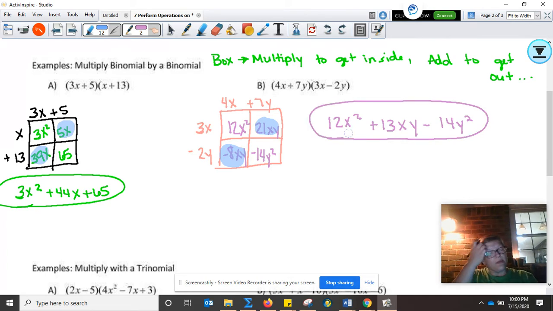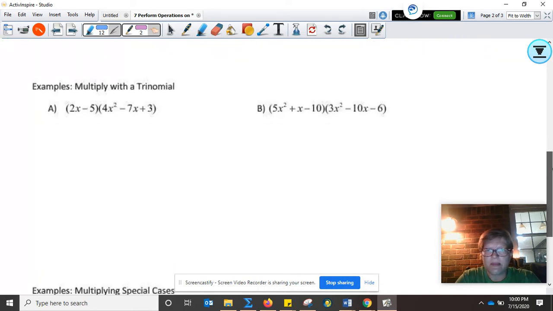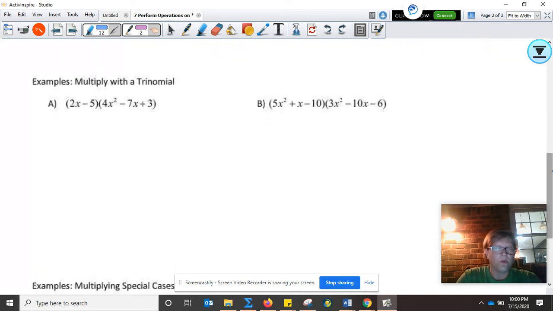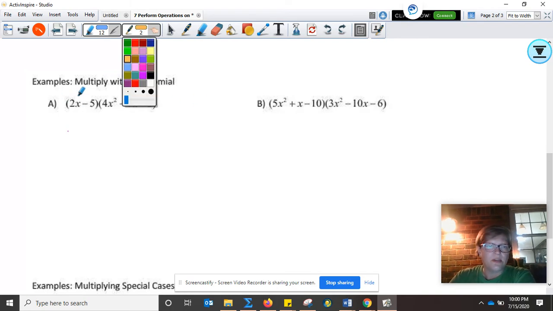Okay, now what about when you're multiplying a binomial times a trinomial? You can still use the box method, or you can distribute. I'm going to use distribution on this one because I have not shown you guys how to do that yet. All right, so let's go right here. I'm going to switch to orange. Well, it keeps dropping on me. All right, so I'm going to do 2x times 4x squared, 2x times negative 7x, 2x times 3.